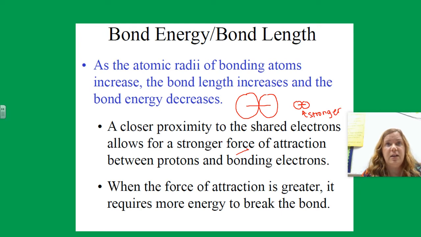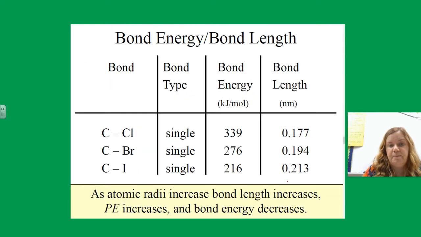So you have to think, a closer proximity to the shared electrons means you're going to have a stronger force of attraction between those protons and bonding electrons. So when that force of attraction is greater, as in when the bond length is smaller, it requires more energy to break the bond. So therefore, you're going to have to create that binding energy.